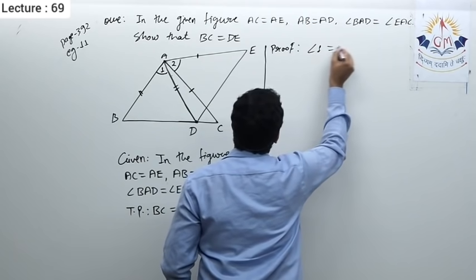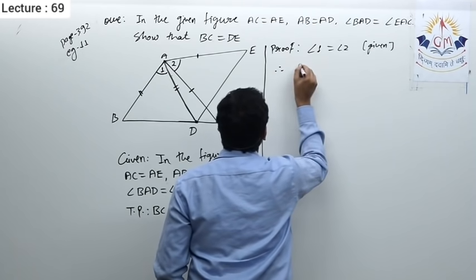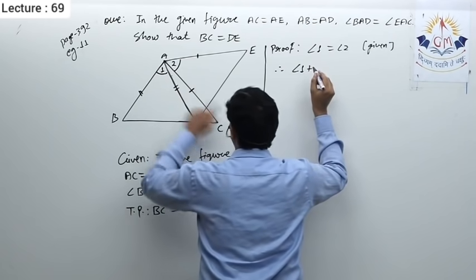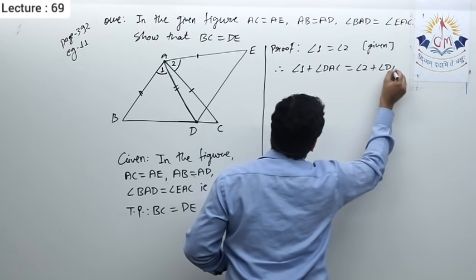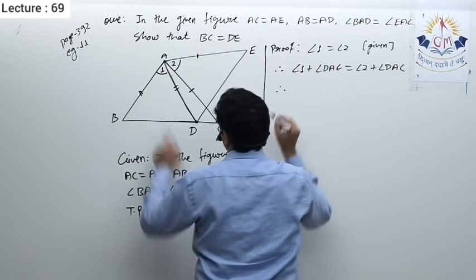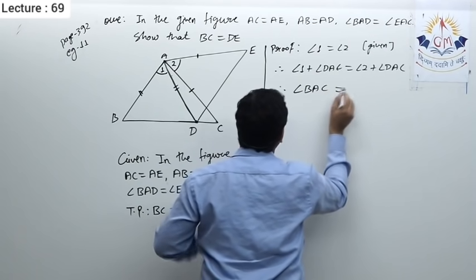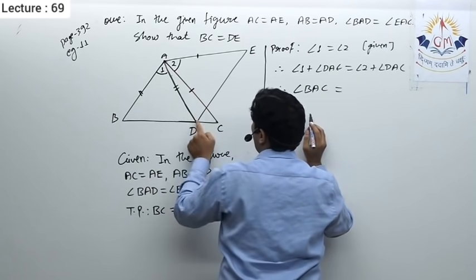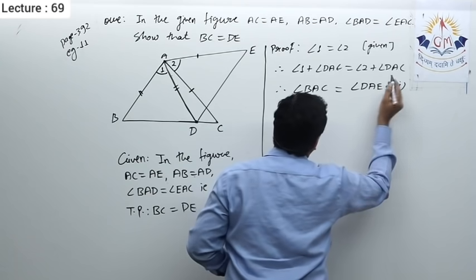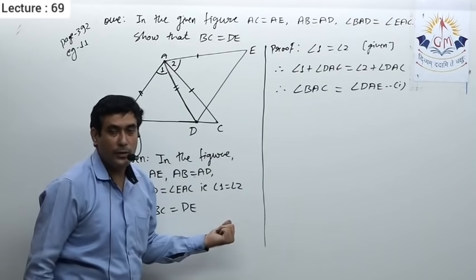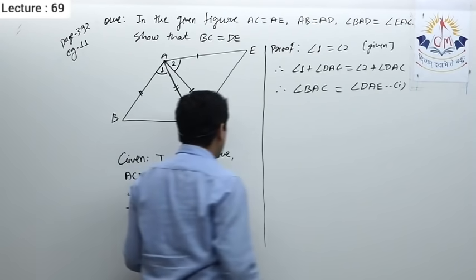Proof. Angle 1 is equal to angle 2, that is given. Therefore, angle 1 plus angle DAC is equal to angle 2 plus angle DAC. Now, angle 1 plus DAC is angle BAC, and angle 2 plus DAC is angle DAE. I am calling that 1, because I need it to prove the triangles congruent, and I need the triangles congruent because I need to prove BC equal to DE.